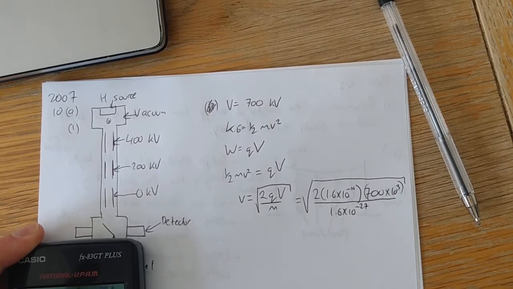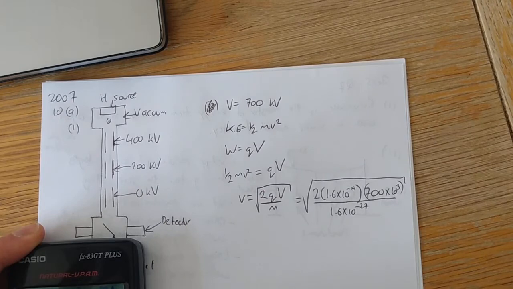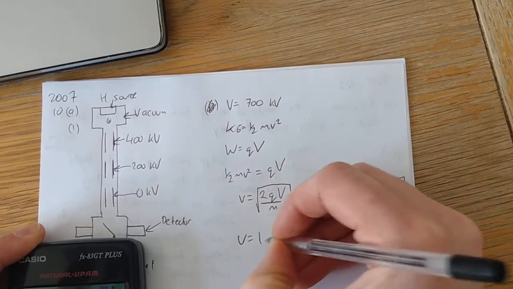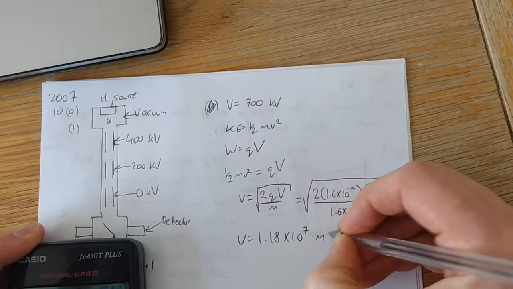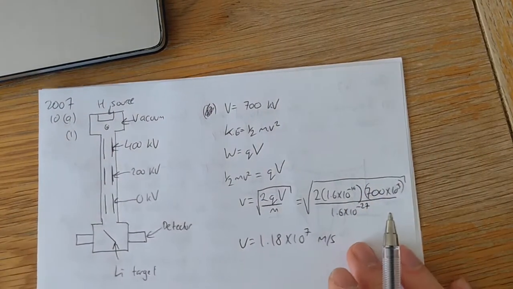Oy, I hate when I do 1, 2, 3, 4, 5, 6, 7. Okay, so our velocity is 1.18 by 10 to the 7 meters per second. So pretty fast.